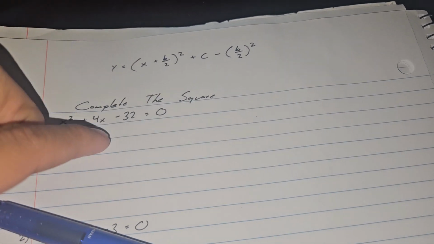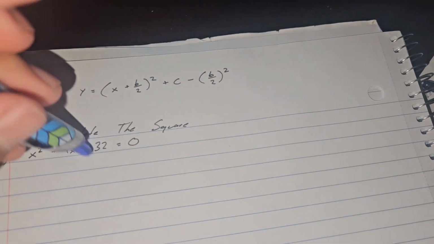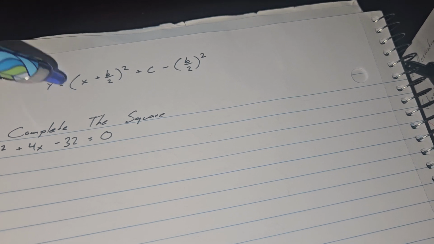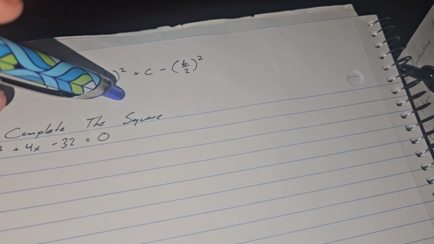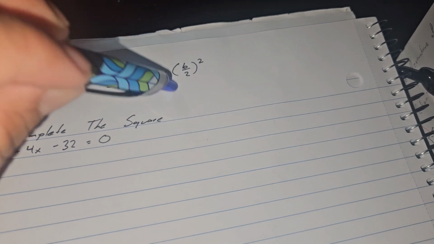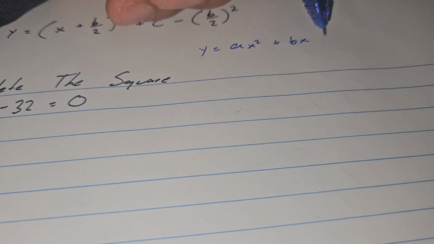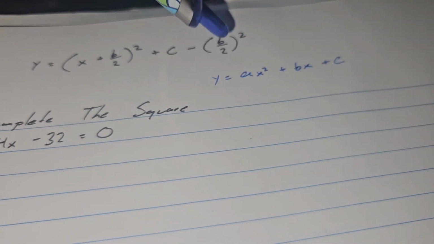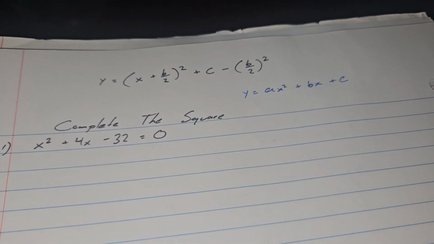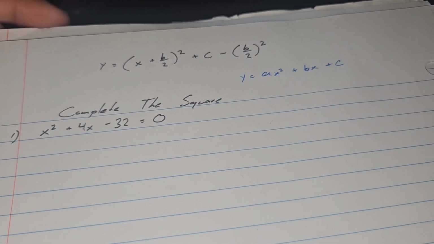All right, today we have completing the square. We have 4 examples to do, and we are given the formula to complete the square: y equals (x plus b divided by 2) squared plus c minus (b divided by 2) squared. So let's say you're given your function as y equals ax squared plus bx, sorry about that, plus your constant c. You're given that. This will pretty much correlate to your function in this polynomial form.